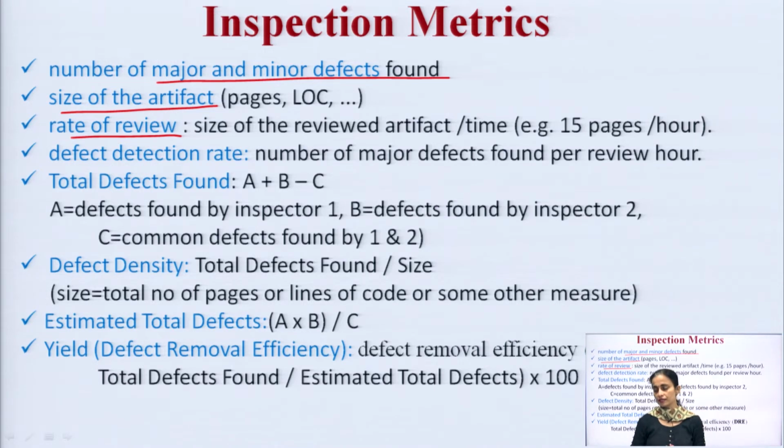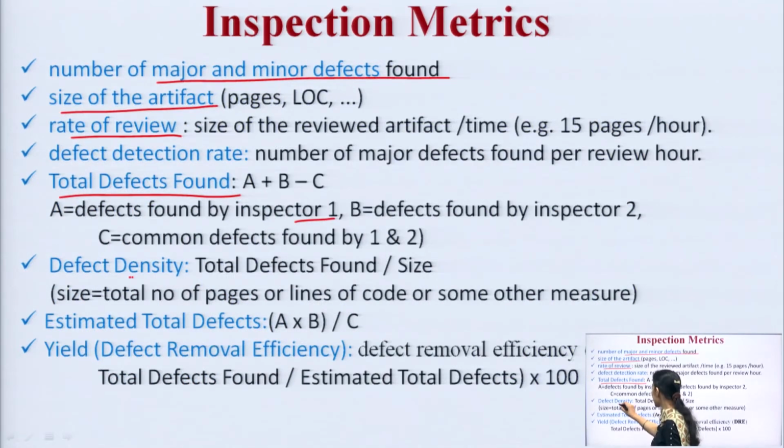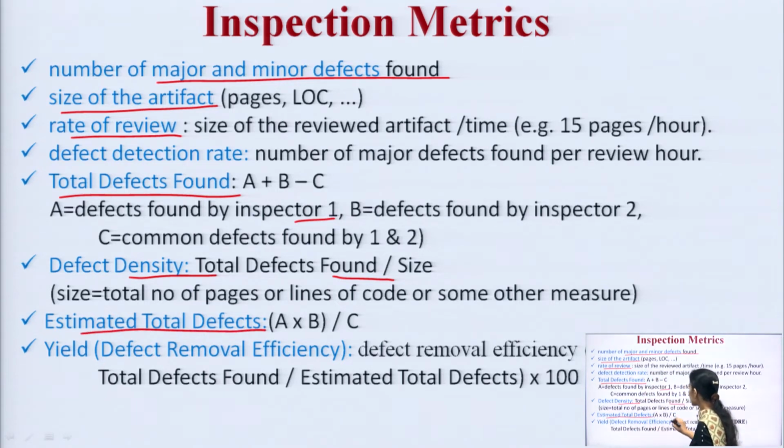Defect detection rate is the number of major defects found per hour of review. Then the total number of defects is calculated as A plus B minus C, where A is the defects by inspector 1, B is the defects by inspector 2, and C is the common defects. Then the calculation of defect density. Defect density is defined as total defects found divided by the size, where size is the LOC, lines of code. Then the next parameter, estimated total defects, is found as A cross B divided by C.